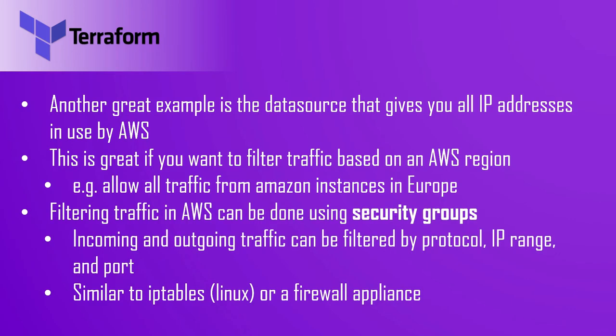Filtering traffic in AWS can be done using security groups. Incoming and outgoing traffic can be filtered by protocol, IP range, and port. Protocol can be TCP, UDP, ICMP. IP range is a range of IPs, it can be one IP, it can be thousands of IP addresses. And port: SSH uses port 22, and HTTP, websites, are using port 80. It's very similar to iptables in Linux, or just a firewall appliance that you might be using. That is what security groups are in Amazon.